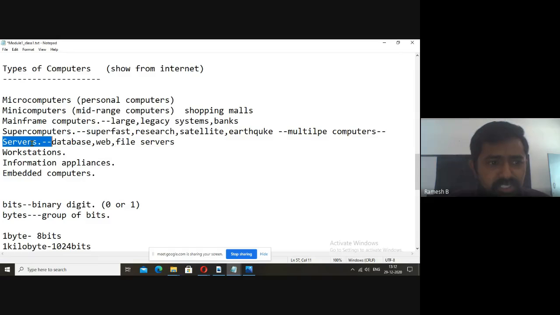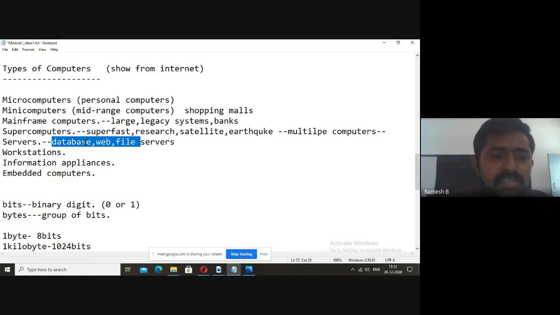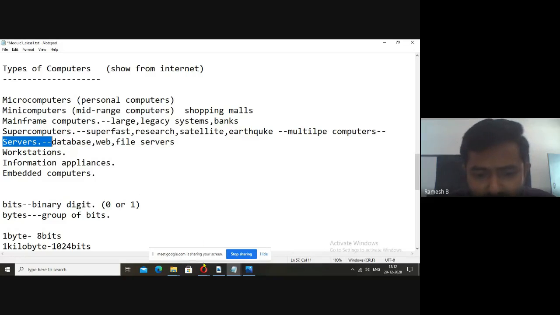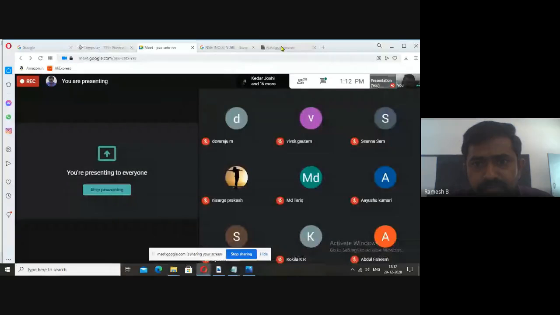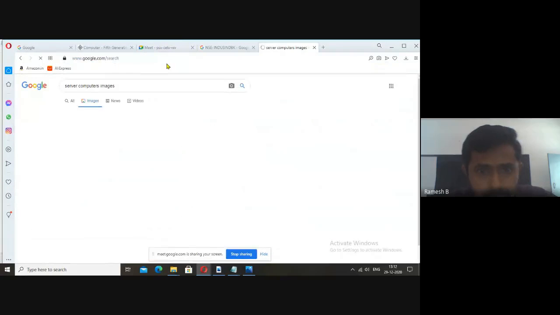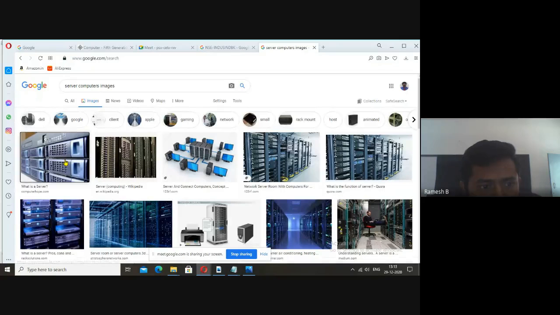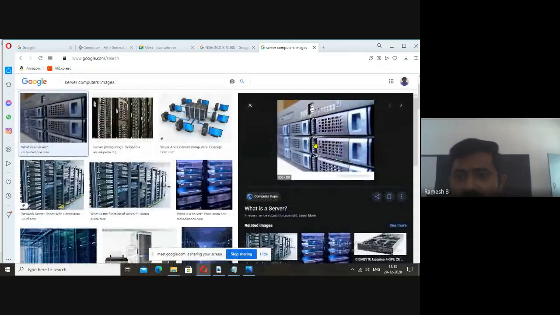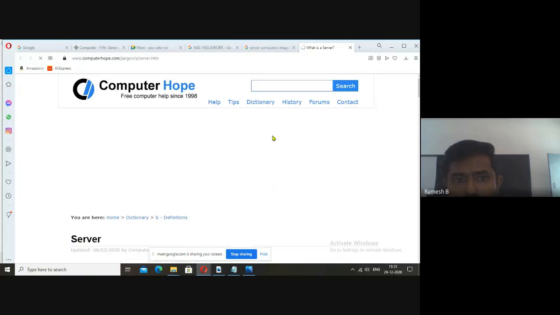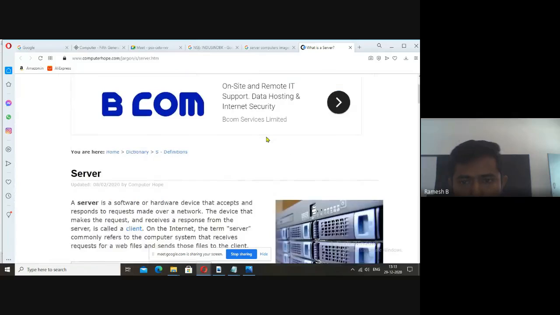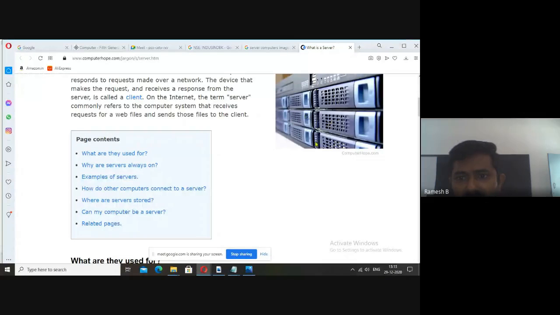Servers: there are different types, such as database servers, web servers, and file servers. It's a group of computers. Let me show you the image of servers. You see there on the right side, the hand symbol. This is the server, how the server looks like. The right side arrow symbol is where you can find it.